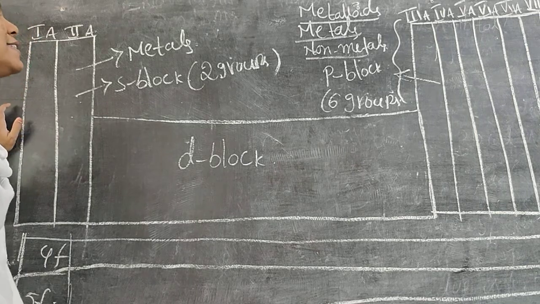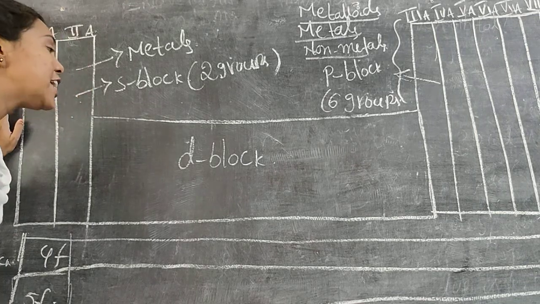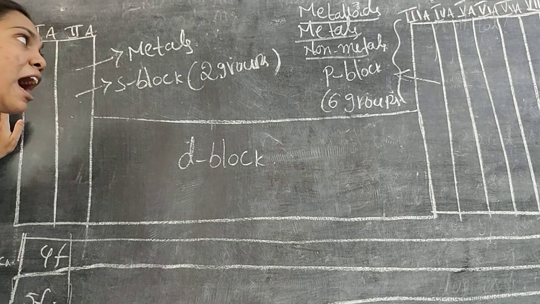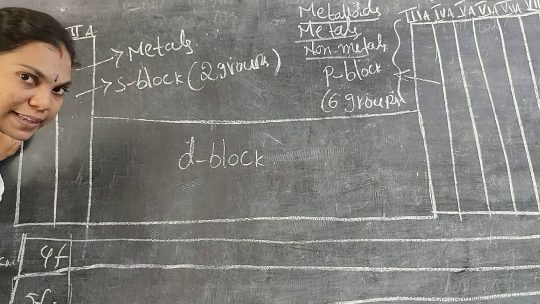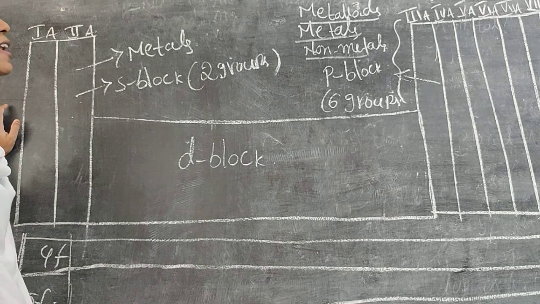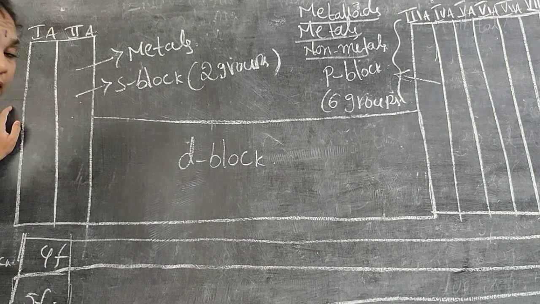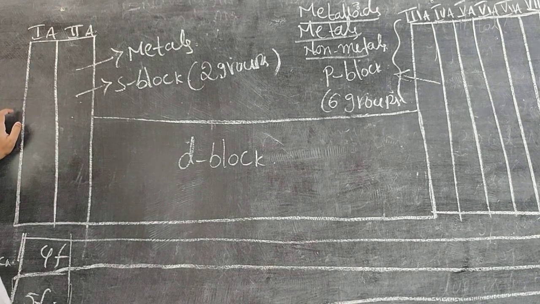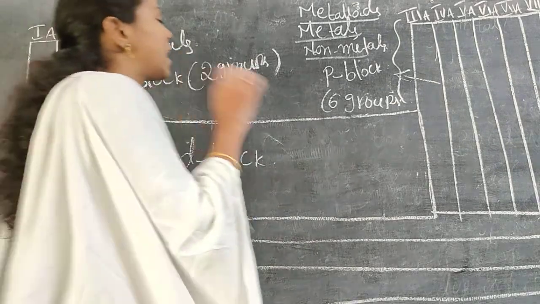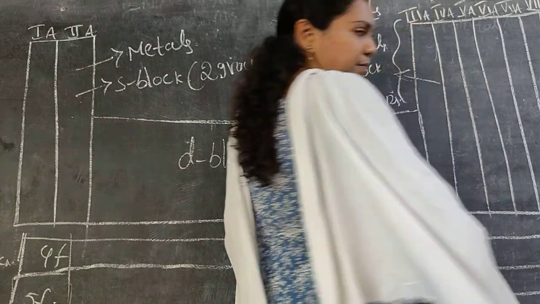What are non-metals? The substances which are in the liquid state and the gaseous state are considered non-metals. For example, sulfur, carbon, nitrogen, oxygen, phosphorus, fluorine, chlorine. These are examples of non-metals. All are placed in the P block.